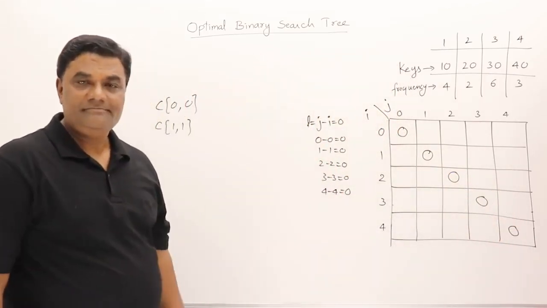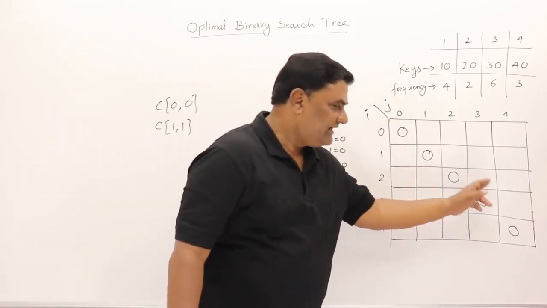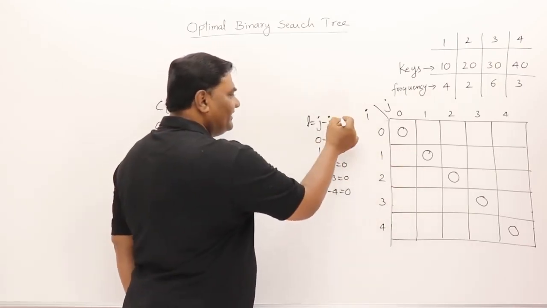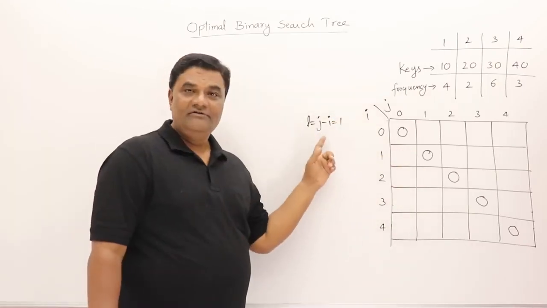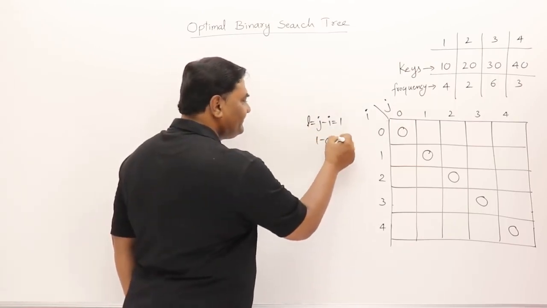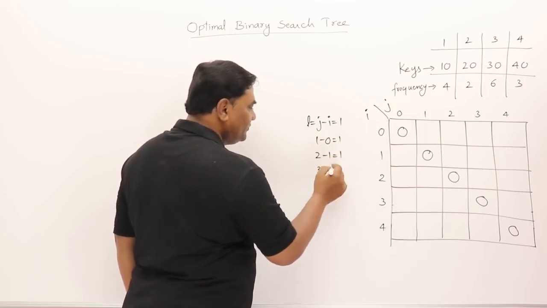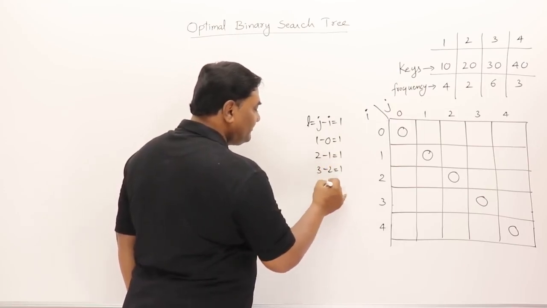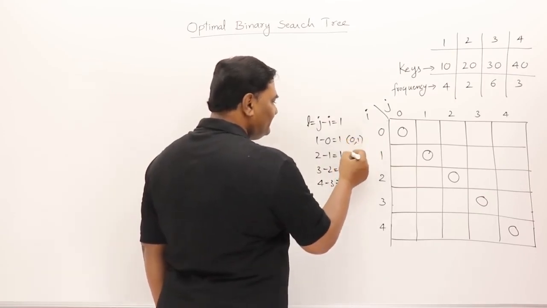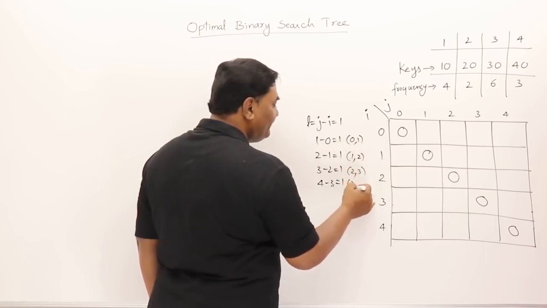This is the first step. Now I will find out this diagonal. So in this one, J minus I value should be 1. J minus I equal to 1, then what should it be? So this is 1 minus 0 is 1, 2 minus 1 is 1, 3 minus 2 is also 1, 4 minus 3 is also 1. So this is 0 comma 1, 1 comma 2, 2 comma 3, 3 comma 4.